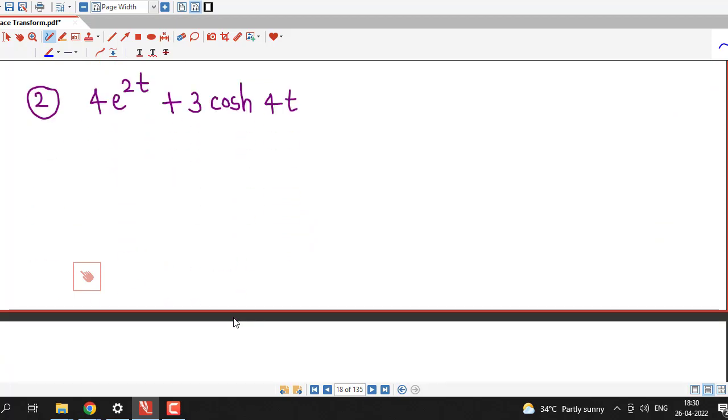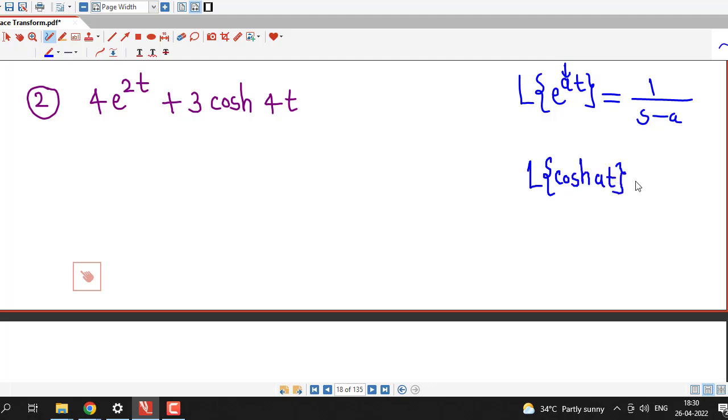Similarly, we can do this one also. For this we must be familiar with the formulas of exponential function. Laplace transform of exponential function is 1 divided by s minus coefficient of t, which is a, and Laplace transform of cos hyperbolic at is s divided by s square minus a square. So you must have these formulas in your mind, otherwise you cannot find out Laplace transform of this function.